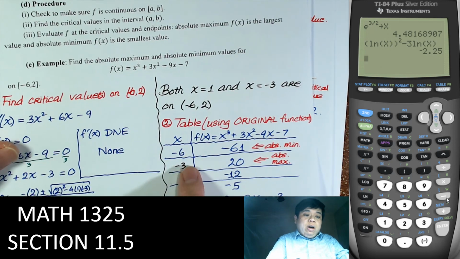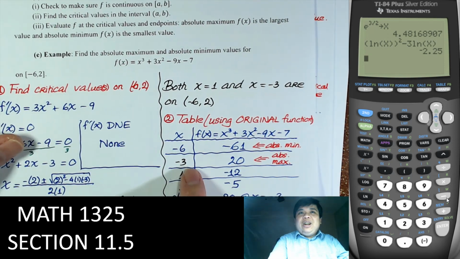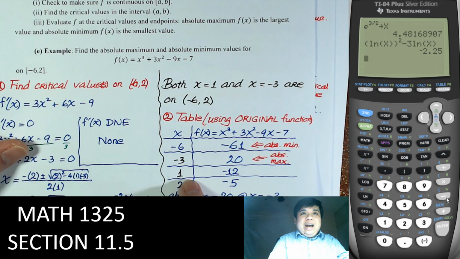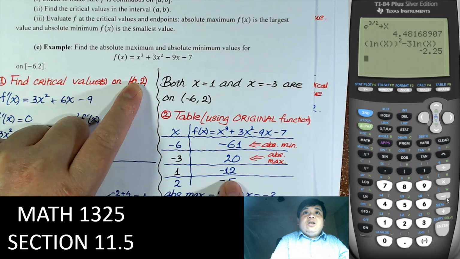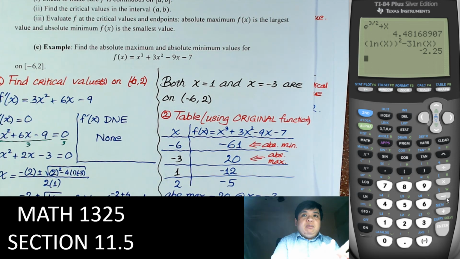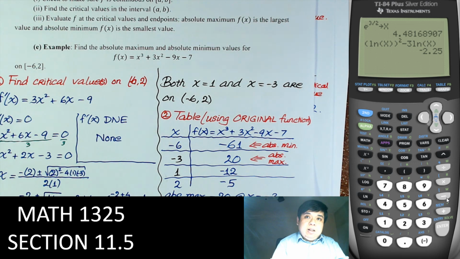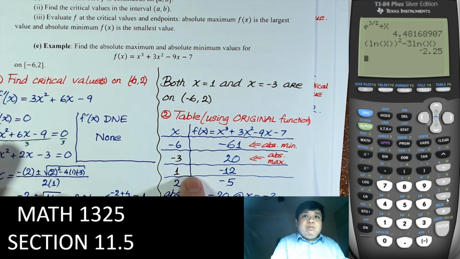But if we have more than one point, well, we cannot use the second derivative test. We cannot use the first derivative test either. So if we have more than one critical value on the interval, this is the only way to do that. Put everything on the table. The biggest one is the max, the smallest one is the min, right? Once again, if there's more than one critical value, this is the only way to find absolute max and absolute min.